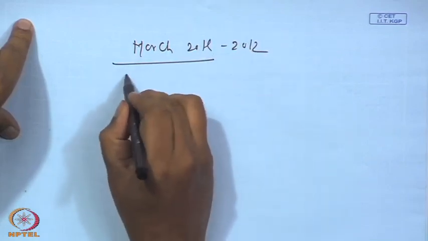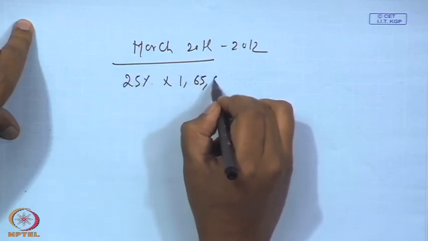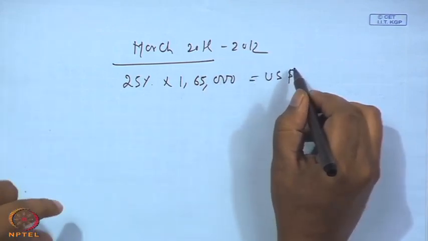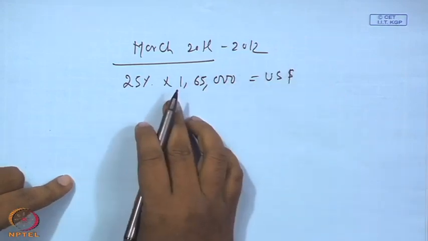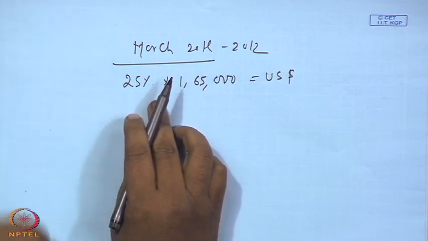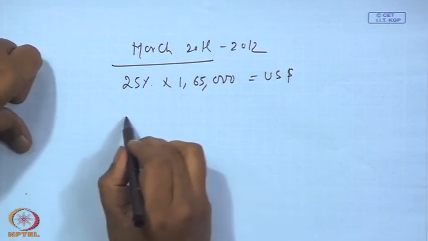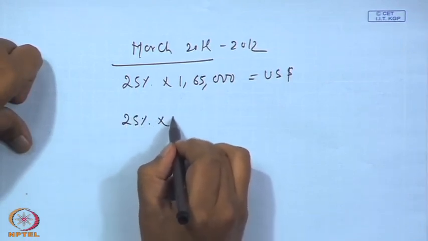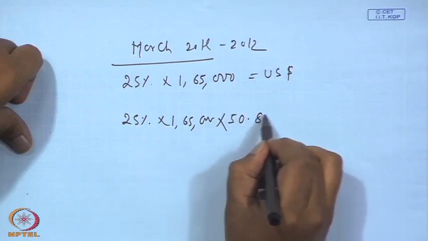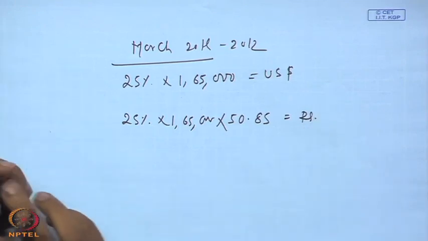March 20th 2012. So, how much? 25% of 1,65,000, this is the equivalent of US dollar 1,65,000, and this 1,65,000 will be converted at the March date spot rate. So, the March date spot rate is 50.85. So, 25% into 1,65,000 into 50.85 will be equivalent to how much rupee? How much rupee will it be?